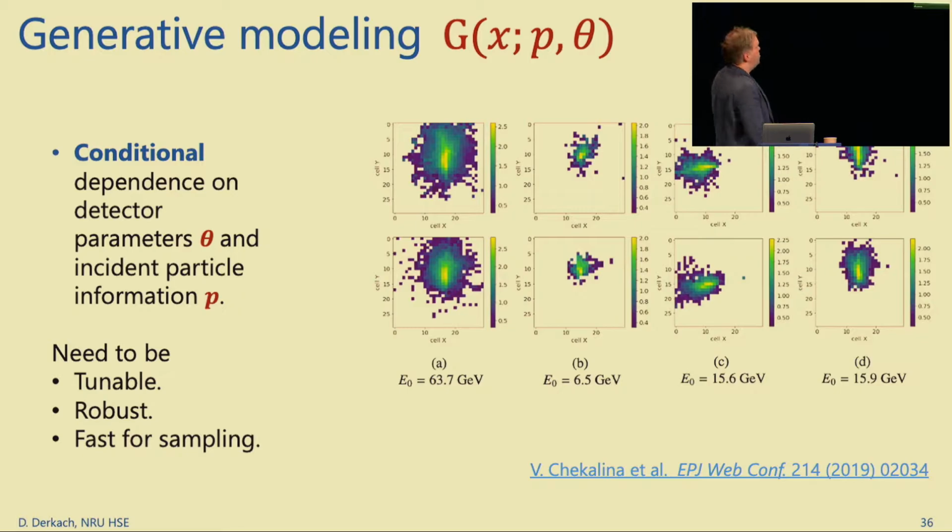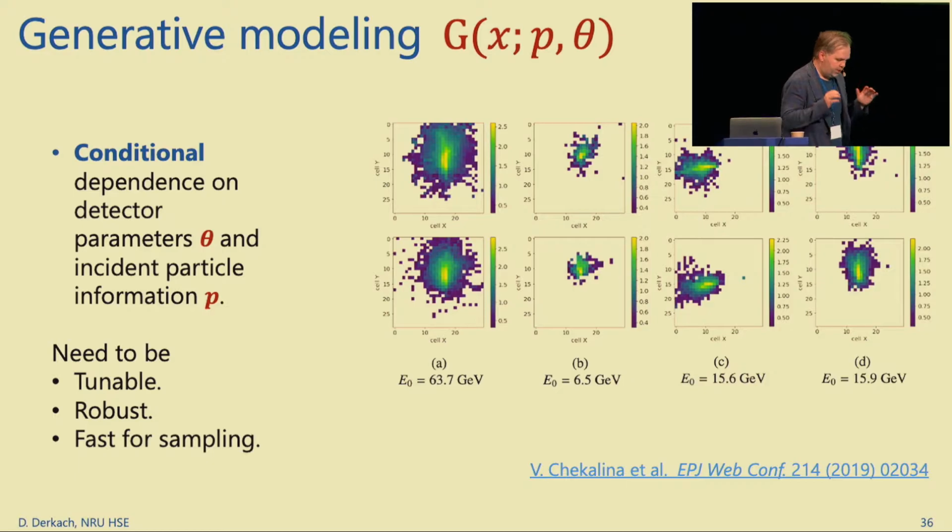to use some kind of generative modeling, and the generative modeling actually creates a picture that looks like a picture created by detailed simulation. The only thing is that we don't know physics. So we use generative adversarial networks in order to create the best description possible. So we have some kind of conditional representation of what is happening inside the detector, and this creates a conditional dependence on the parameters of the detector theta and the incident particle information p.